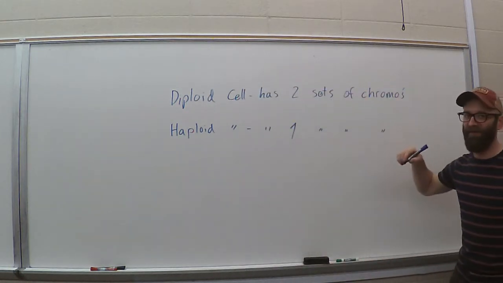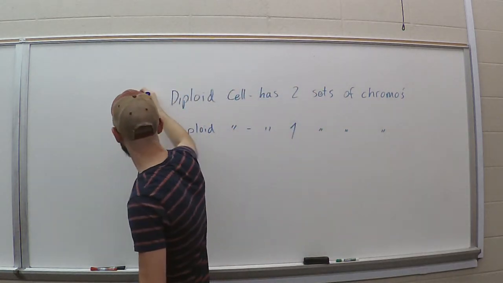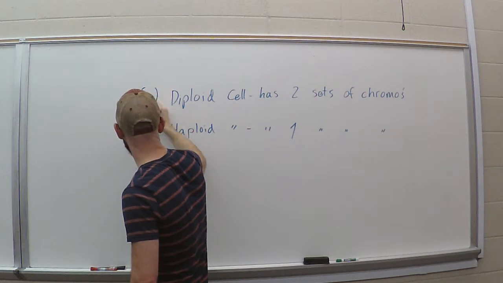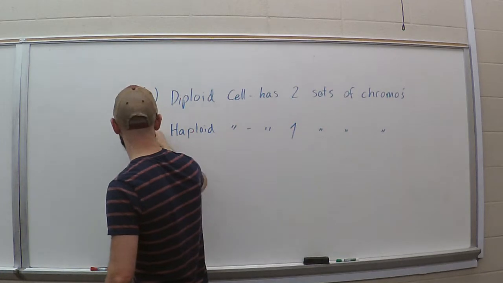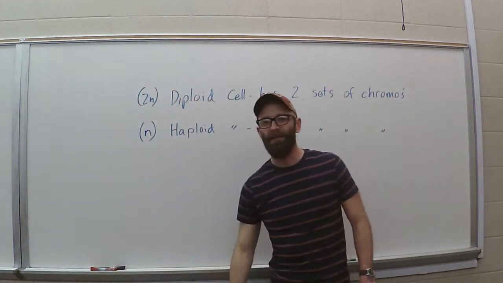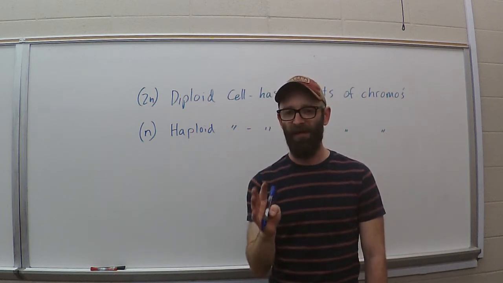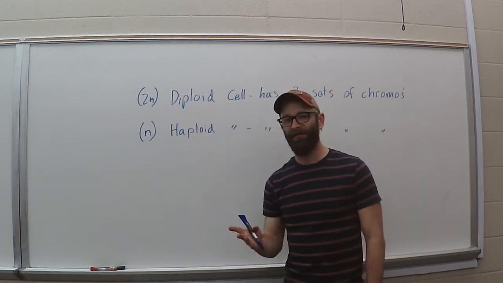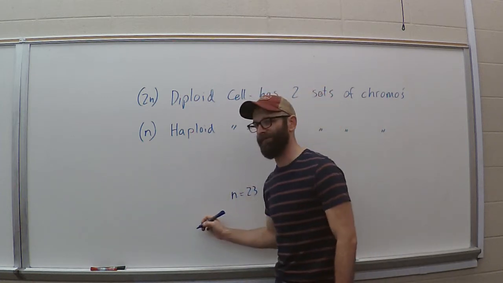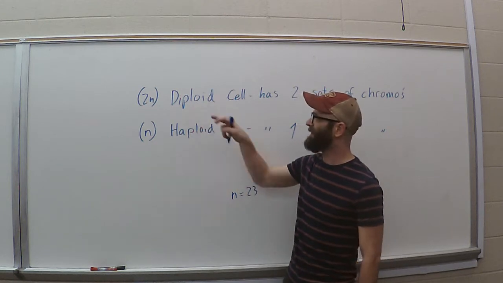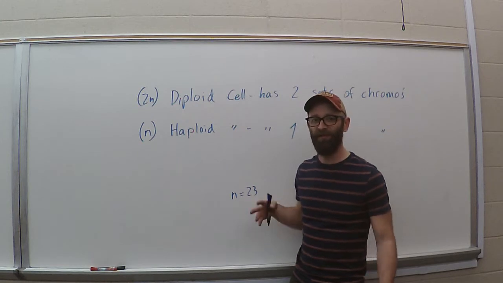We abbreviate. We have a good abbreviation for all these. Diploid, we abbreviate 2N. And then haploid, we abbreviate N or 1N. And N is just the number of chromosome pairs. So for humans, N is 23. So a diploid human cell has 46 chromosomes, right?